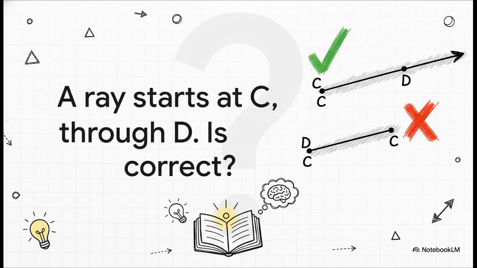So let's do a quick check. A student needs to name a ray that starts at C and goes through D. They write down ray DC. Is that right? Think about it for a sec. No, it's totally wrong. Remember the rule. Endpoint always comes first. The only correct name is ray CD. This is probably one of the most common mistakes, so burn that rule into your brain.